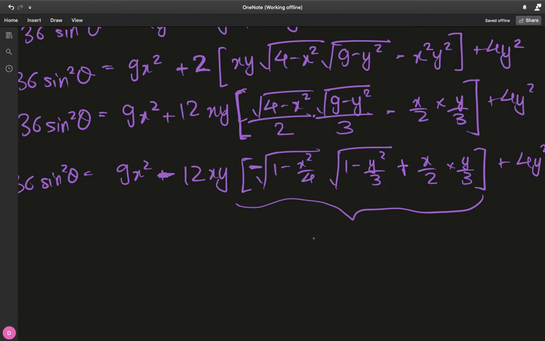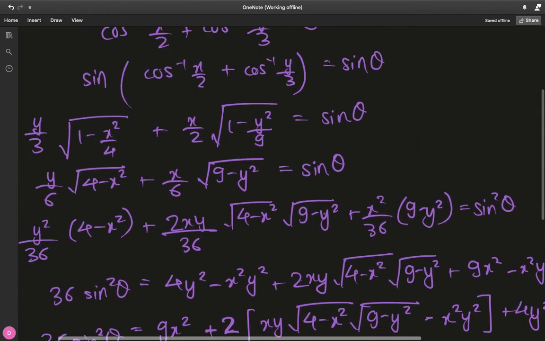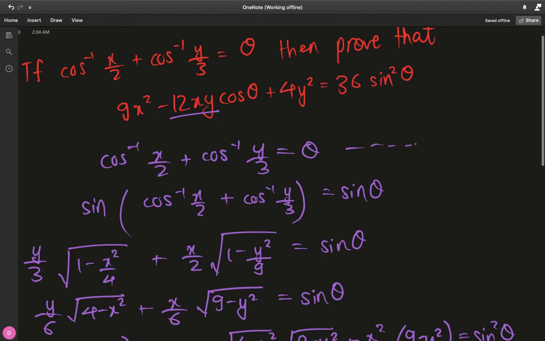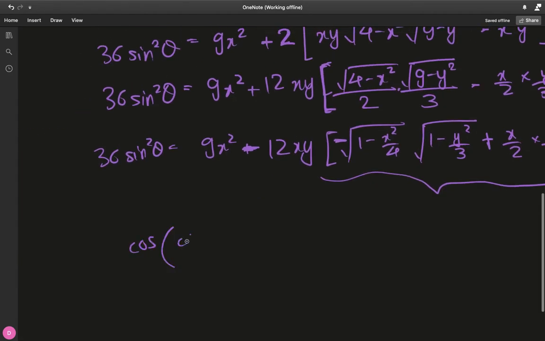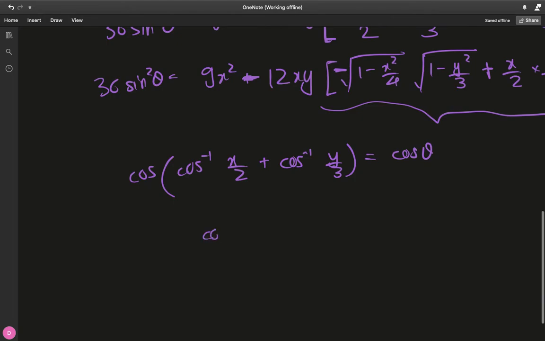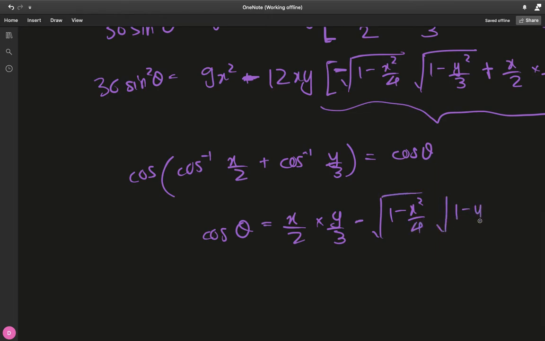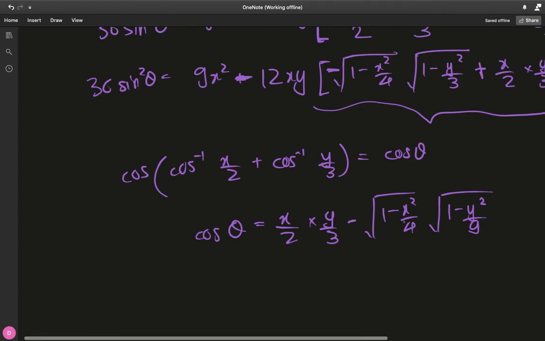we can show that actually. We can actually take this expression, call it equation 1, take cosine on both sides. So we'll have cosine of cosine inverse of x over 2 plus cosine inverse of y over 3 is equal to cosine theta. Cosine theta using the compound angle formula will therefore be x over 2 times y over 3 minus square root of 1 minus x squared by 4 times square root of 1 minus y squared by 9. So we can substitute that over here.